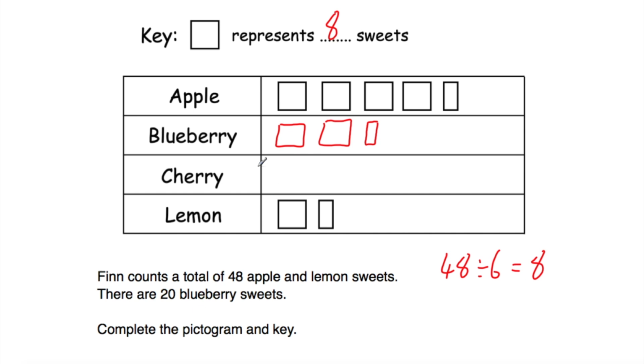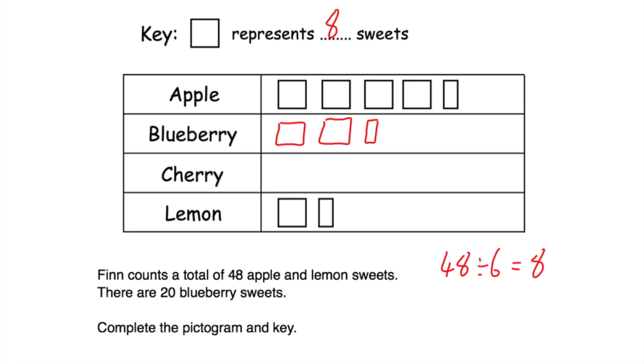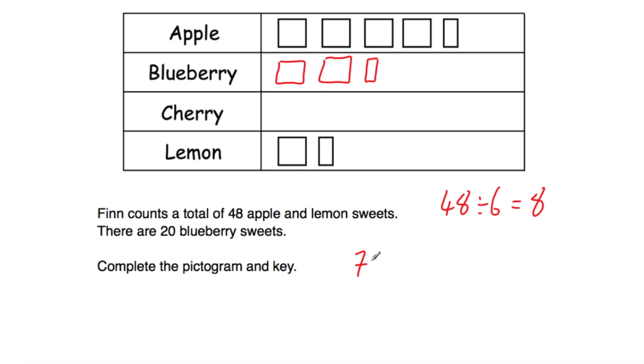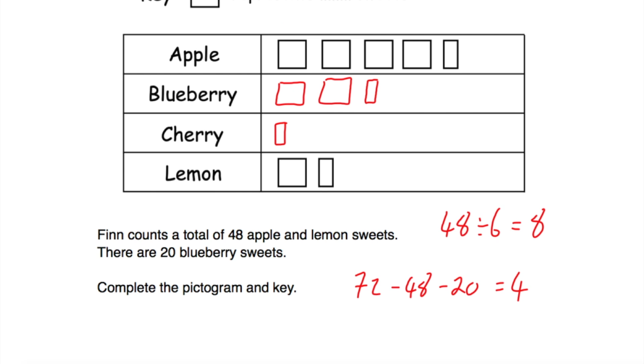And then we need to work out how many cherry there would be, and that's the last thing we need to do, because we've completed the key, we've completed the row for blueberry, we just now need to fill in how many cherry sweets there would be. Now if we go back up to the question, we're told there's 72 sweets. So the 72 altogether, 48 of them are apple and lemon, so we're going to take away 48, and there's 20 blueberries, so we're going to take away another 20, and we're going to see what's left, and what's left must be the cherry sweets. So 72 take away 48, take away 20 is equal to 4. So that's equal to 4 sweets. And 4 sweets, well, that's going to be half of that square, so that's going to look like that. And that's it. So that's the cherry completed. And that's the pictogram completed.